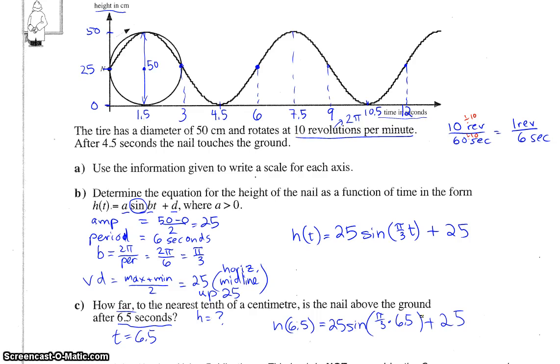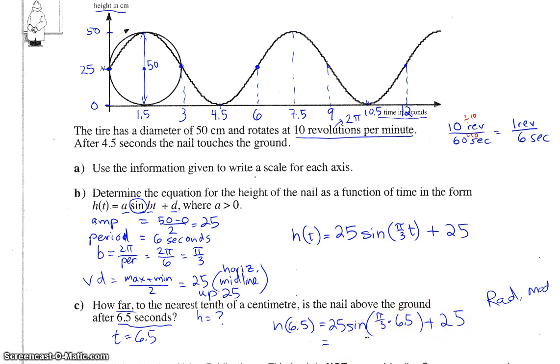Now, if there was another follow-up question where they were asking for, say, the t-value given h, and we have to graph it, I would definitely put this in the graphing calculator and get the graph. But since it's just one question and they're giving us t, asking for h, I would simply put this in the calculator. Make sure you're in radian mode, okay? And you would just type in 25 sine bracket pi divided by 3 times 6.5, plus 25.